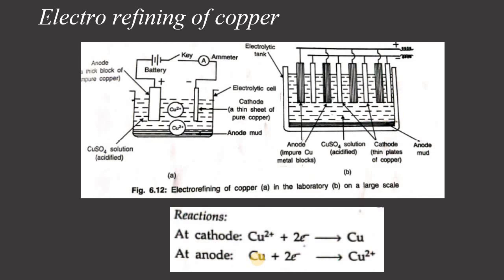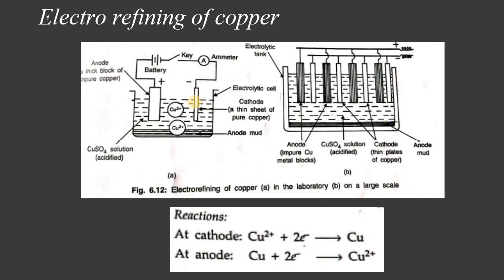The net result is that gradually the impure slab of copper you have used as the anode gets finished because it is getting dissolved by losing 2 electrons. It is getting dissolved into the electrolyte, and you are seeing that the thin strip of pure copper which is taken as the cathode is getting the deposition of pure copper and getting thicker. So the copper deposited on the cathode will be 99.9% pure. After electrolysis is over, these strips are melted and transformed into the desired shape.